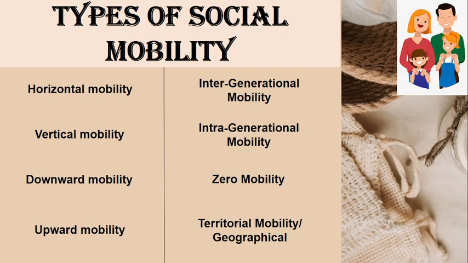Sorokin described horizontal mobility as a change in religion, political affiliation, or other horizontal shifts with no change in the vertical position. For example, if a politician changes from one party to another, he changed his occupation, but overall he will still be considered a politician. So that is horizontal mobility.